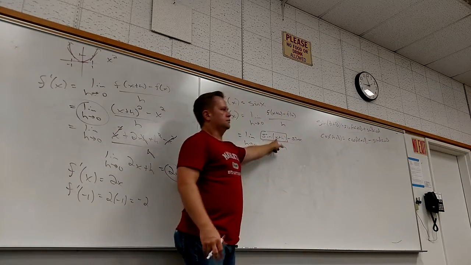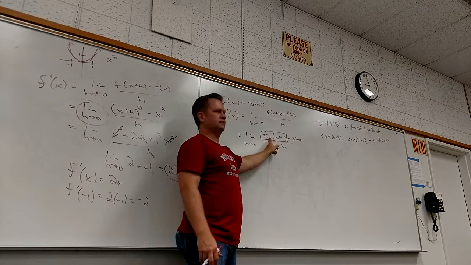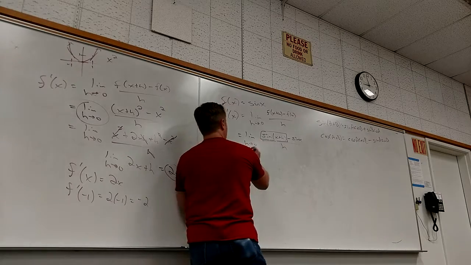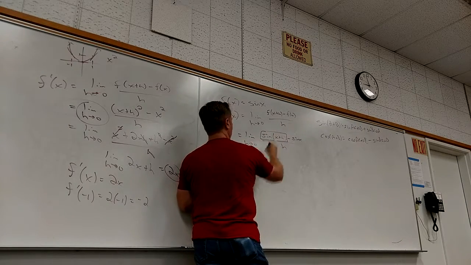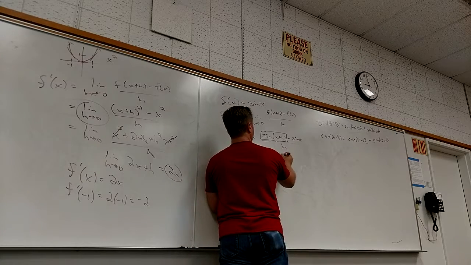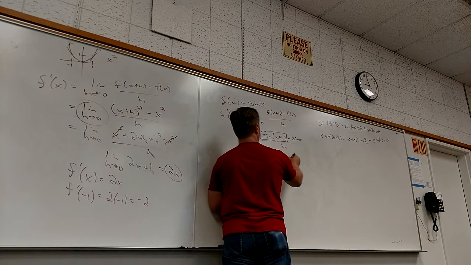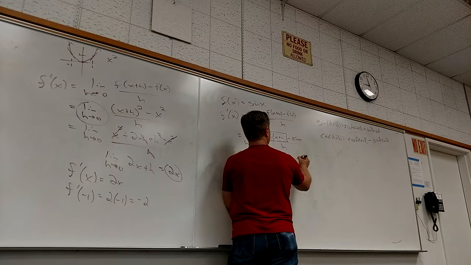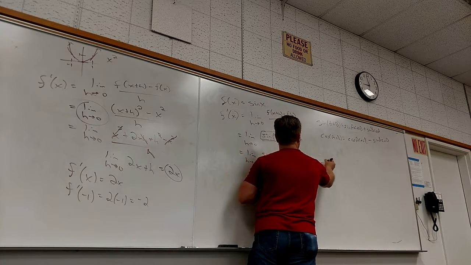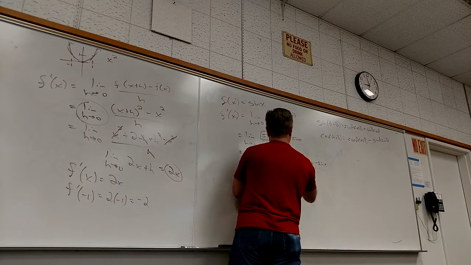All right, but it's here. This is the nice guy. This is the pushover here. So how could I rewrite this then, using that rule up there? Sine x cosine h, plus sine h cosine x, minus sine x, all over h.